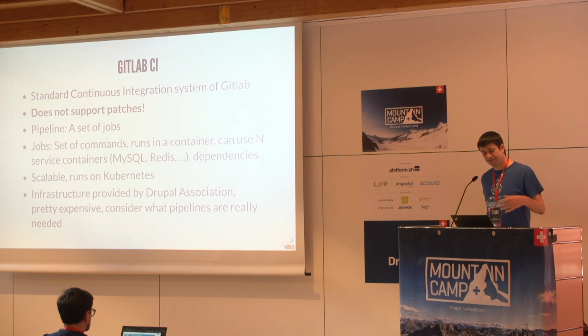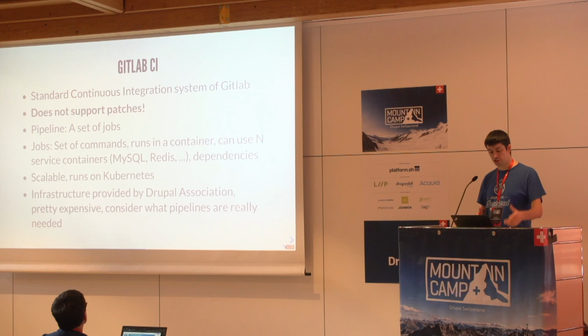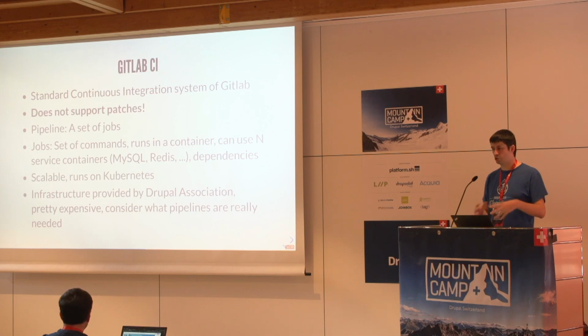Pipeline is basically the thing that's running on each commit, on each merge request. It's a set of jobs. And each job is a set of commands. Those commands run usually in a Docker container, and they can use service containers, for example, MySQL, Redis, but also the Chrome browser that's used for JavaScript testing, that's also a service container. And jobs have dependencies, so we'll get to that in a second, but basically before a certain job can run, some other job needs to run that maybe builds the project, and then you can run the tests.